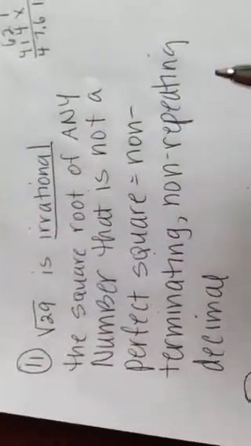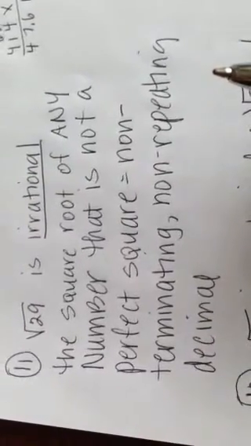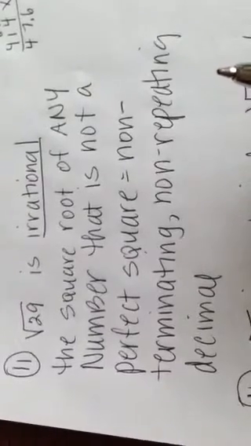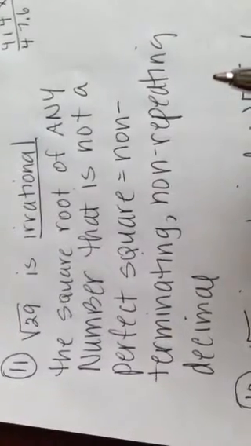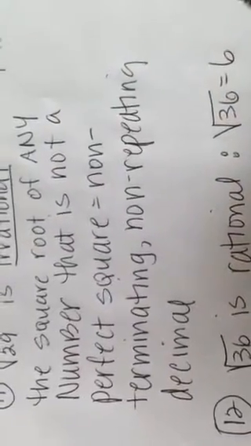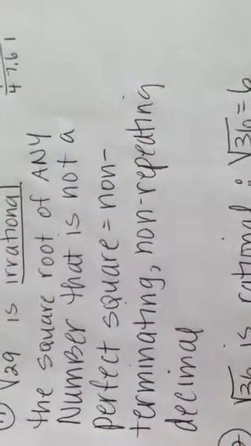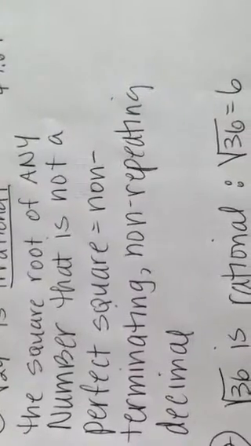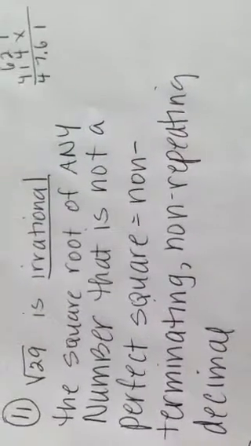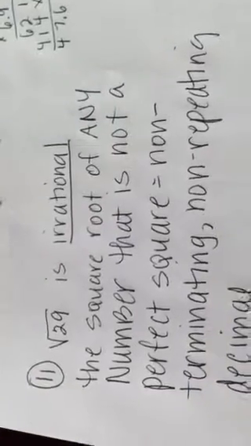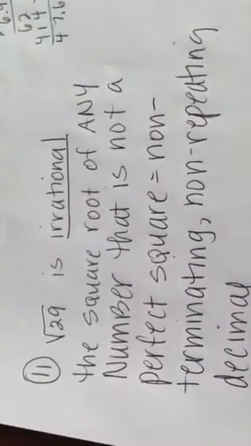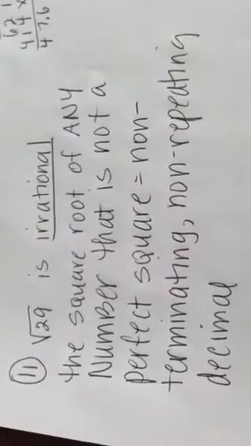because the square root of any number that is not a perfect square is a non-terminating, non-repeating decimal. The square root of any number that is not a perfect square is equal to a non-repeating, non-terminating decimal. Therefore, it is irrational. I would suggest that you guys write that down in your black and white book. I think that's very important.